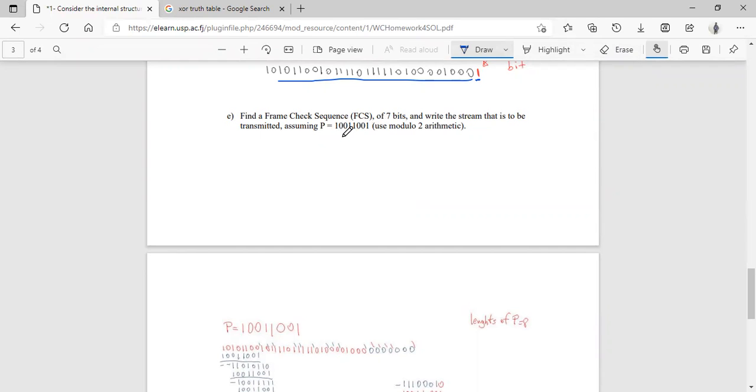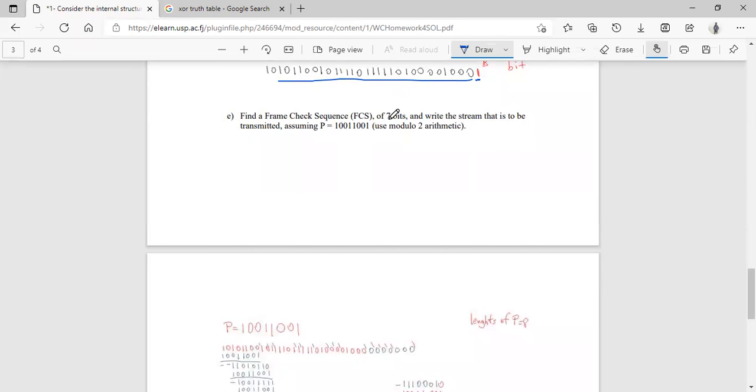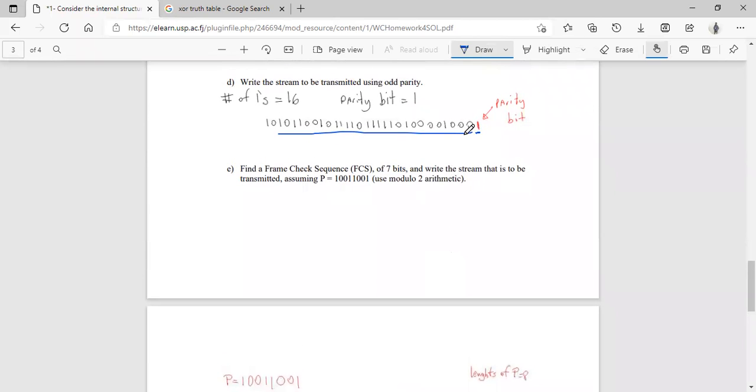So you can see 1, 2, 3, 4, 5, 6, 7, and 8. The polynomial being used is 8 bits, or 1 bit longer than the frame check sequence. So the first step, in order to find the transmitting frame check sequence, is that we identify the 7 bits. So we write the data.